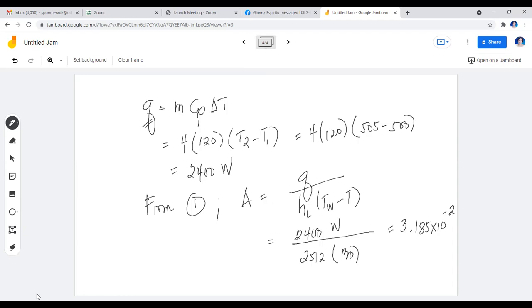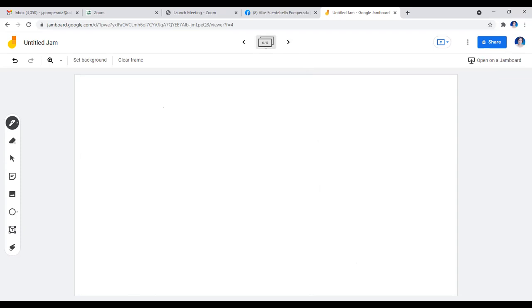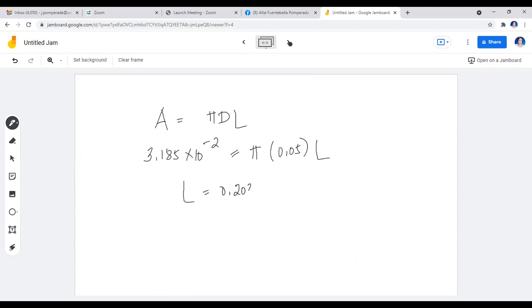What would be the next part in here? You already have this area, and I have started with that particular question a while ago. So area is the lateral area of your tube. Whatever is the area value that you got in the previous page, 3.185 times 10 raised to negative 2, you equate it to pi times the d, which is 0.05, times the length. This should give you the length of the tube to be 0.203 meters. And this is the thing that the problem requires, the length of the tube.